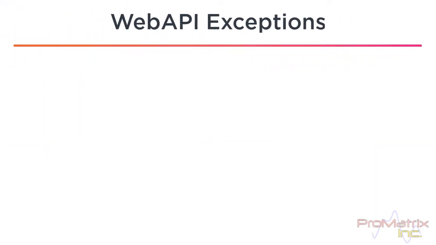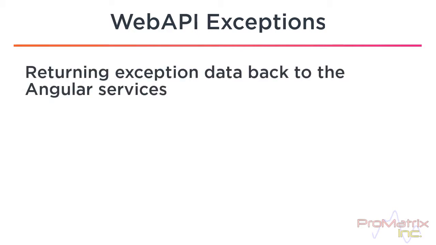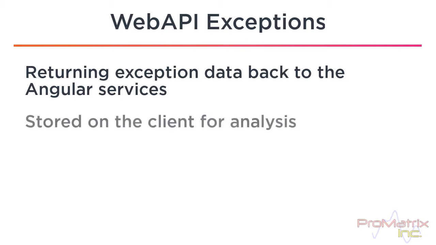ASP.NET Core applications need a different method for returning exception data back to the Angular services. The Angular.NET Starter app implements a technique to return useful exception information back to the client, which is later stored on the client for analysis.